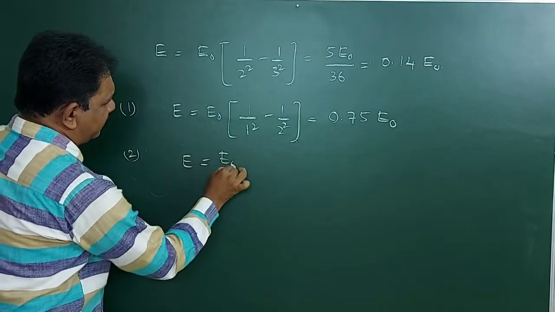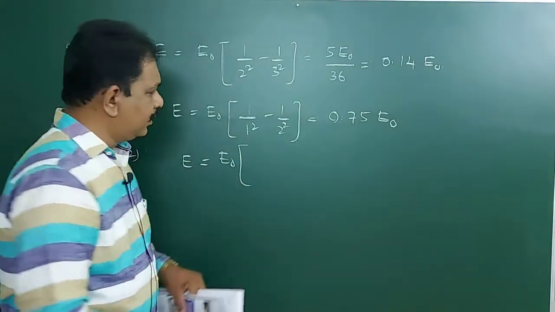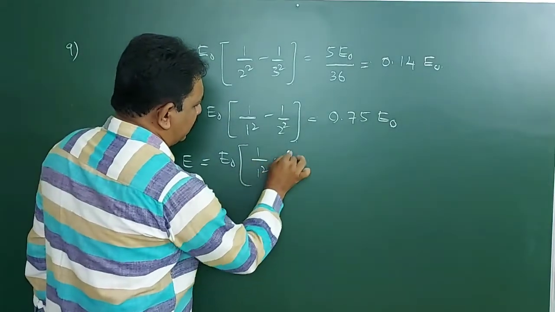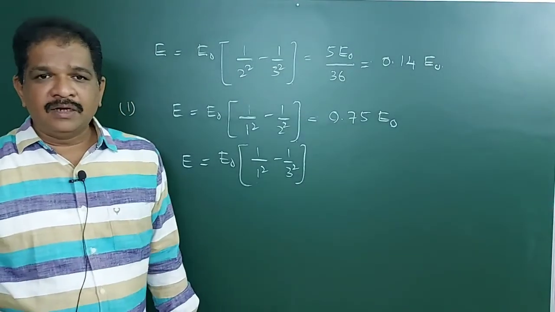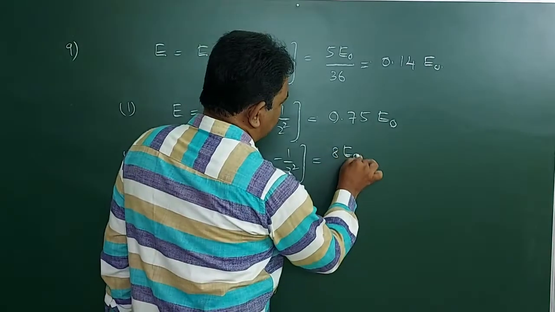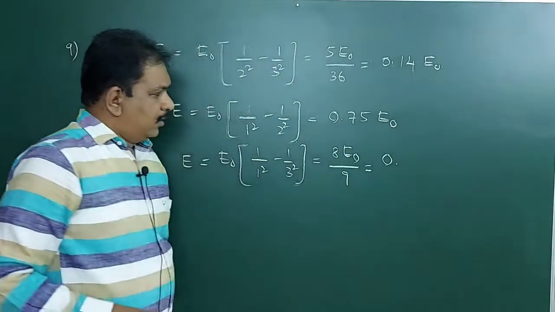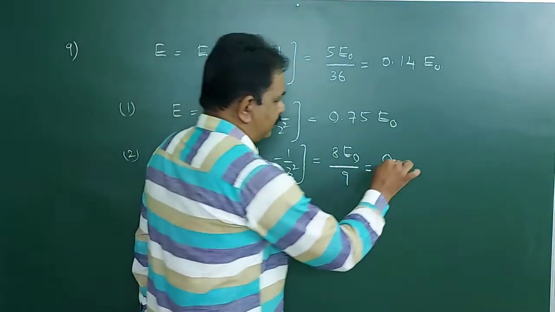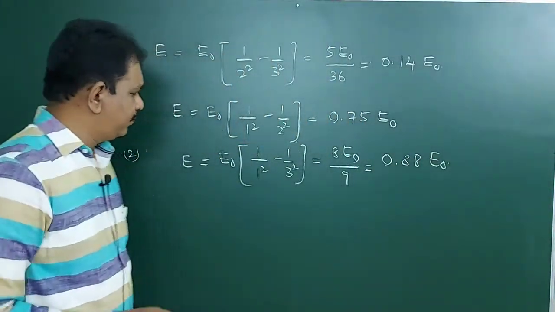Second option, if you check, E₀ into (1/1² minus 1/3²), since they gave 1 and 3. 1 minus 1/9 will be 8/9. So 8E₀ by 9, which is 0.8E₀ we will get.